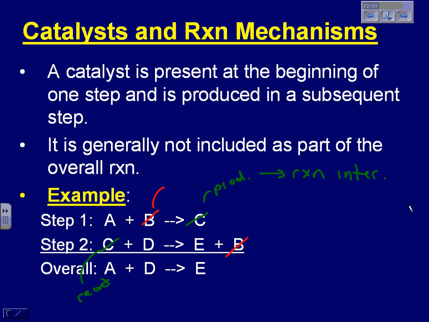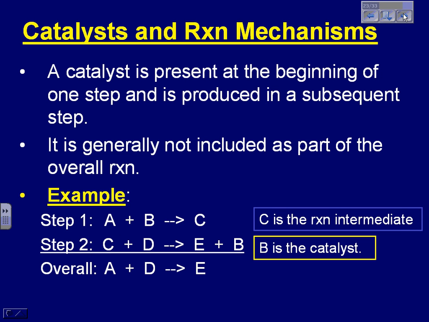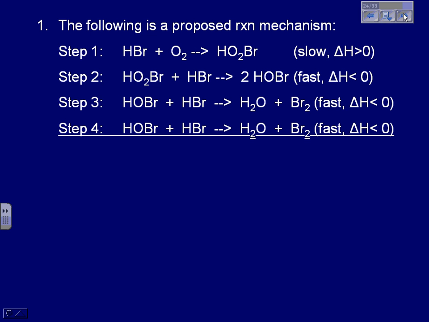But notice, B is a reactant first. And then in the end, it's produced. Which means in the end, it will come back out of the equation unaltered. That is a catalyst. So a reaction intermediate is a product first, then a reactant, and a catalyst is a reactant first, and then a product. And now we've got some information on that. So let's take a look at an example on a type of question that we could have here.